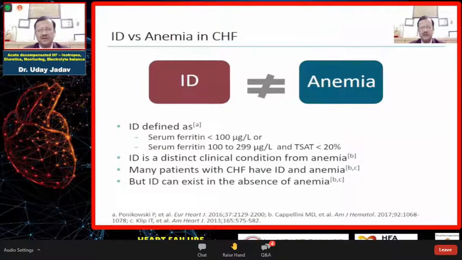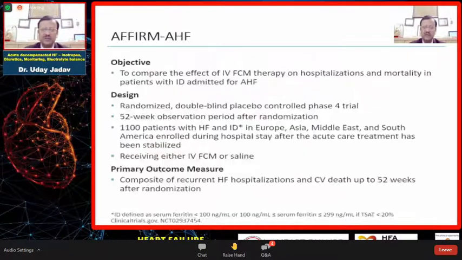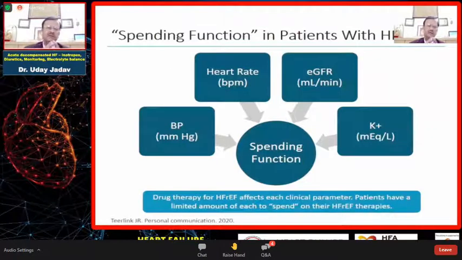And iron deficiency is not anemia. It's a distinct clinical condition in heart failure, but chronic and acute heart failure can have anemia. It's the AFFIRM-AHF trial that looks at hospitalization and mortality in patients with acute heart failure. I do believe that before patients go home, check their serum ferritin levels, look at the TSAT, and if the serum ferritin levels and the TSAT are combined and the criteria are fulfilled, it's good to give FCM before they go home. So what are we saying?